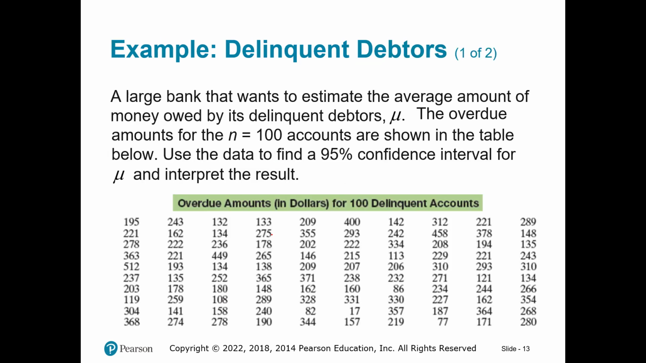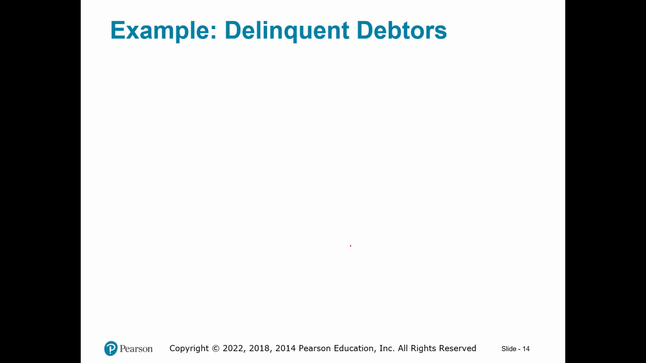And let's take an example. A large bank wants to estimate the average amount of money owed by its delinquent debtors, that is the mean. The overdue amounts for n equal to 100 accounts are given in the table below. Use the data to find a 95% confidence interval for the population mean and interpret the results. I have converted this into an Excel file, so let's see the result.